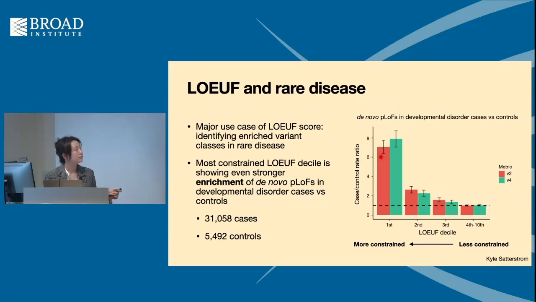And if you move from V2 to V4, the V4 LUF is actually showing an even stronger enrichment, an even stronger signal here. So the scale and diversity of V4 are increasing our resolution of the LUF score here, which is also increasing our understanding of genome function.